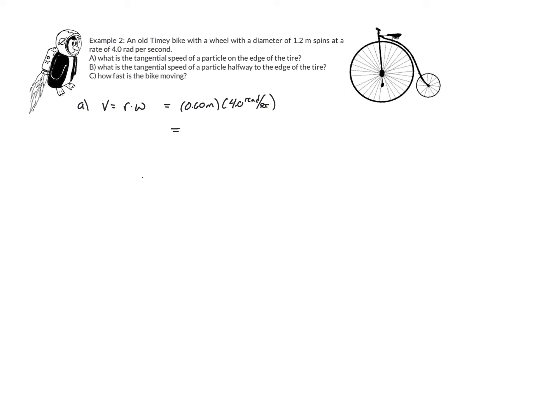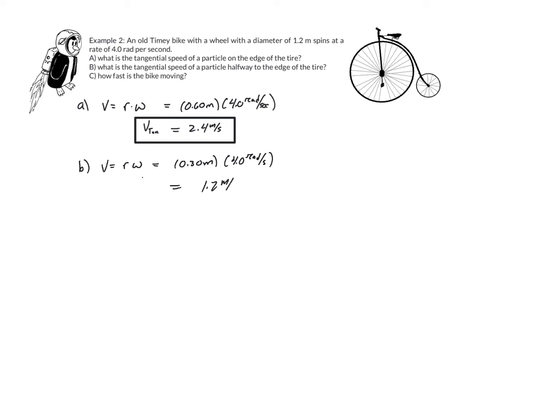And we get a tangential speed on the edge of the bike of 2.4 meters per second. A similar process will be done to figure out the tangential speed of something halfway to the edge of the bike. So v tangential in this case is going to be our new r times the same omega, because the bike tire moves as one. So we now have 0.30 meters times 4.0 rad per second. And this gives us a whopping 1.2 meters per second.